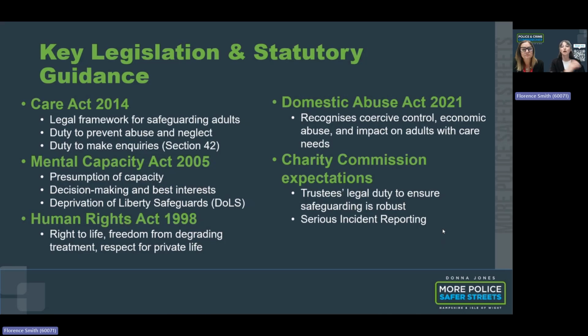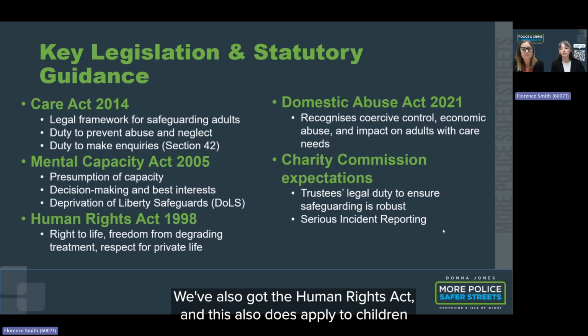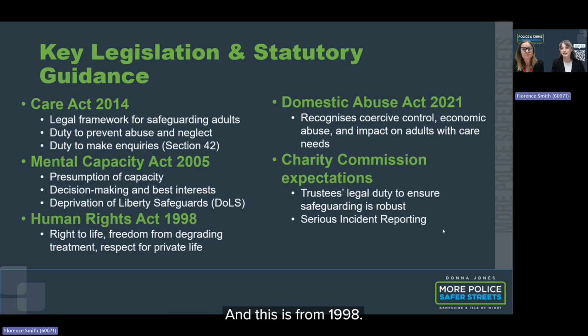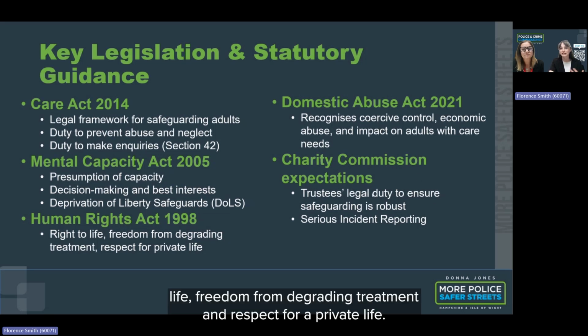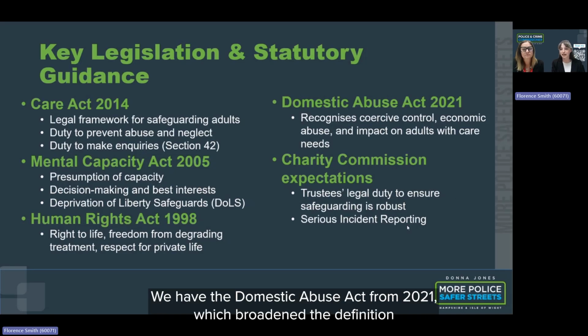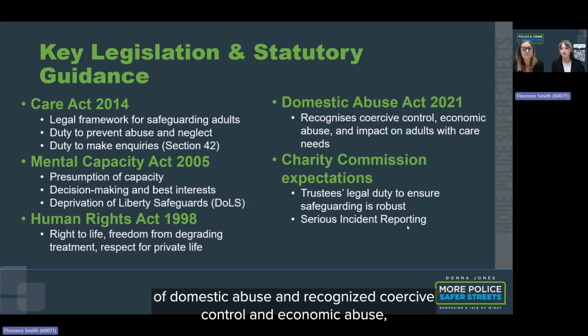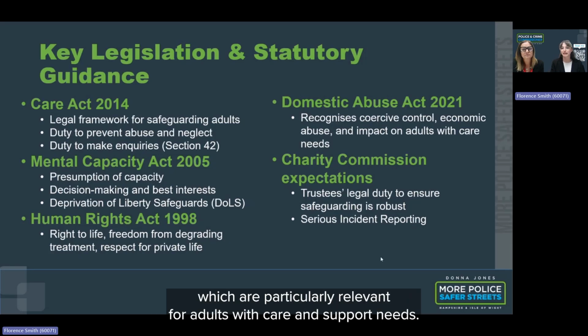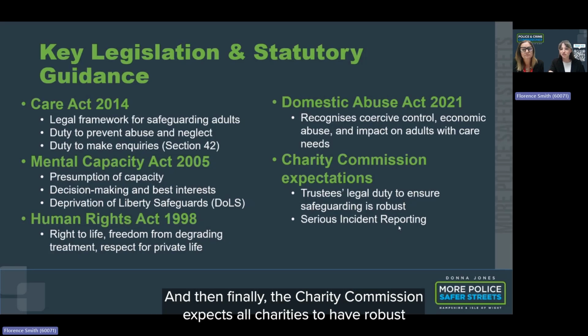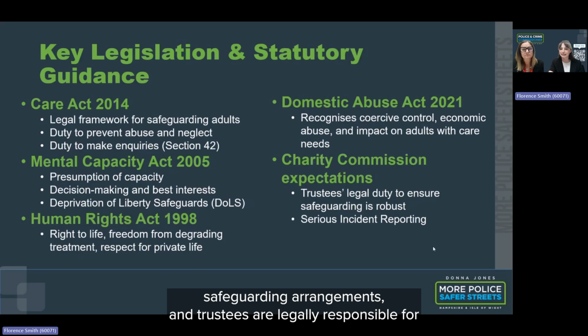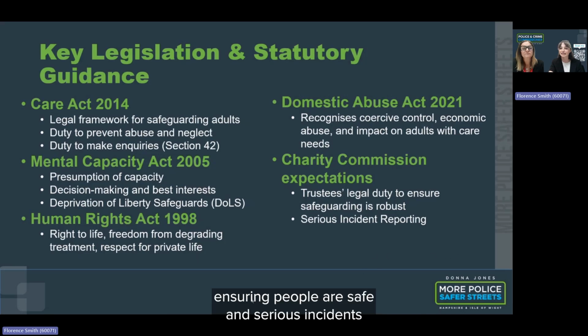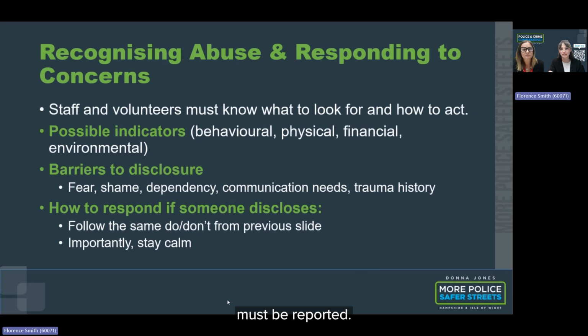and this often requires a referral to adult social care. We've also got the Human Rights Act, and this also does apply to children and young people as well. This is from 1998, and it underpins safeguarding. So rights like the right to life, freedom from degrading treatment, and respect for a private life. We have the Domestic Abuse Act from 2021, which broadened the definition of domestic abuse and recognised coercive control and economic abuse, which are particularly relevant for adults with care and support needs. And then finally, the Charity Commission expects all charities to have robust safeguarding arrangements, and trustees are legally responsible for ensuring people are safe, and serious incidents must be reported.